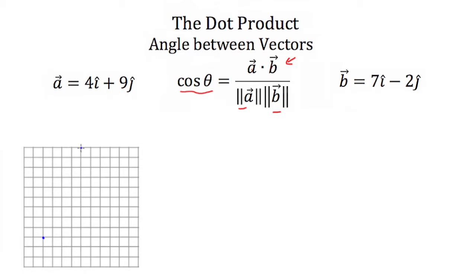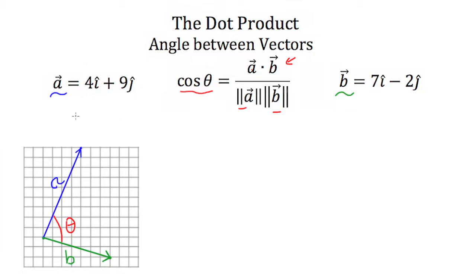So from here to here, this is vector A. Now I also plot vector B from the same point. Vector B moves 7 in the x and negative 2 in the y. So if we start at the same place, down 2 and over 7 takes us to about there. So this would be vector B. If we wanted the angle between these vectors, call it theta, then the cosine of that angle is equal to the dot product of these two vectors divided by their magnitudes.